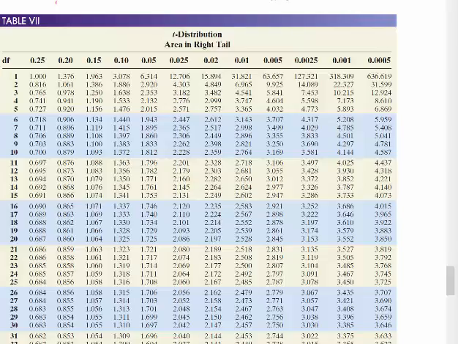Okay, this is table 7 now. I'd like you to watch here. Alpha is 0.05, so from 0.05 I'm going to draw a vertical line right here. And then 17, look where 17 and 0.05 meet. Would you guys agree that it should meet right there at this value right here, 1.740? So this is the value where 0.05 and 17 meet.